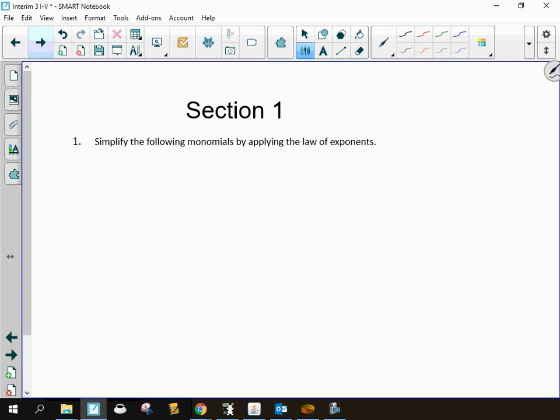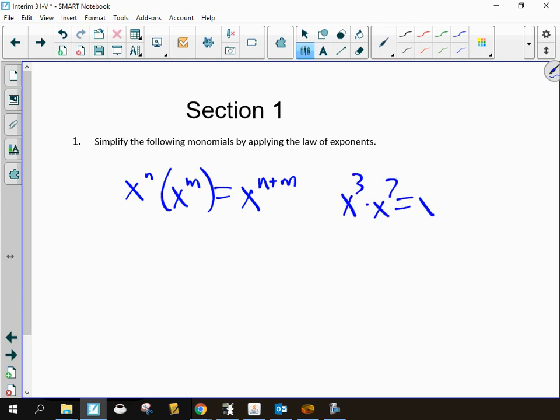The first section is simplify the following monomials by applying the laws of exponents. And just some quick review of the laws of exponents. Remember that if you multiply two numbers with the same base, you add the exponents. So for example, x to the third times x to the seventh is x to the 10th.